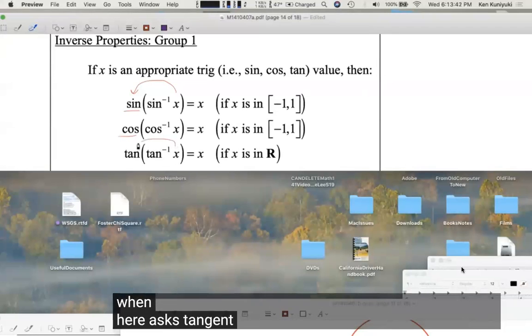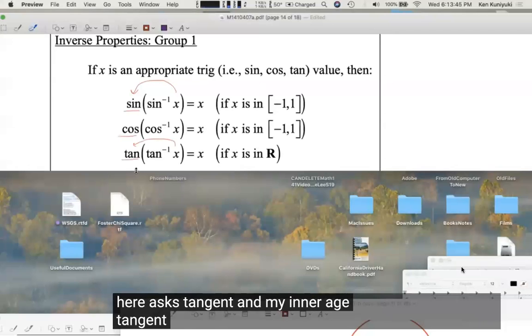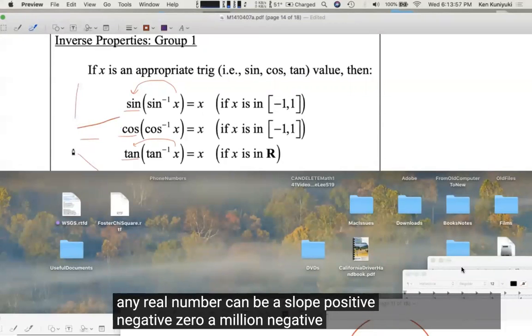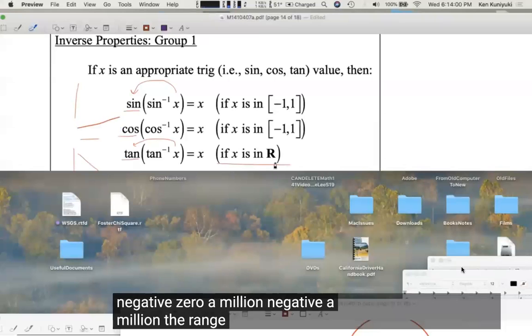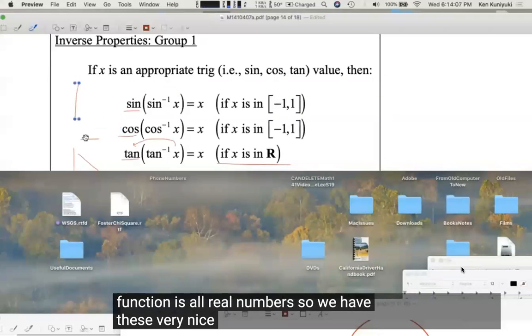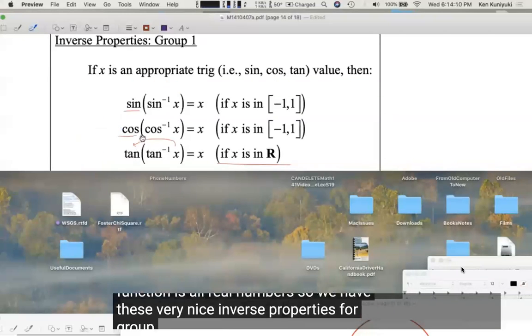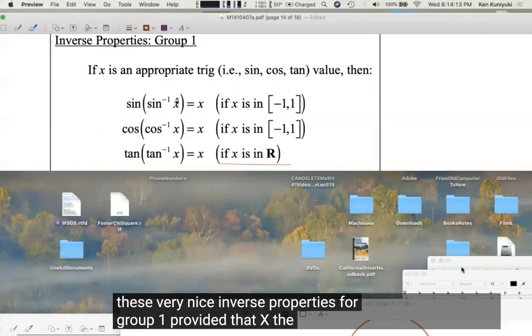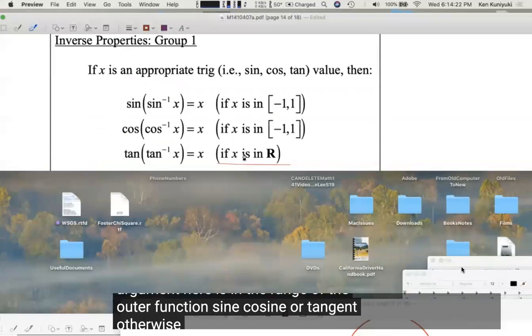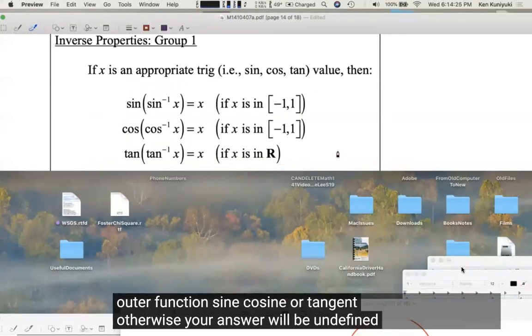When x here asks tangent, am I in your range? Tangent is very liberal. Tangent says, hey, every real number is in my range because any real number can be a slope. Positive, negative, 0, a million, negative a million. The range for the tangent function is all real numbers. So we have these very nice inverse properties for group 1, provided that x, the inside argument here, is in the range of the outer function, sine, cosine, or tangent. Otherwise, your answer will be undefined.